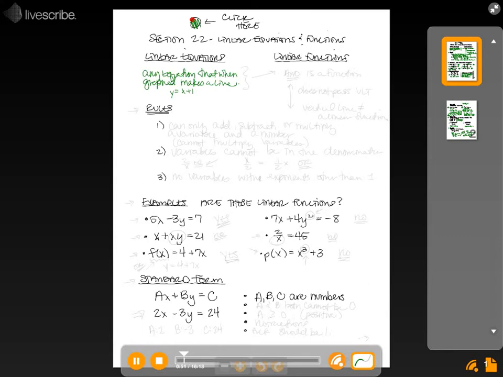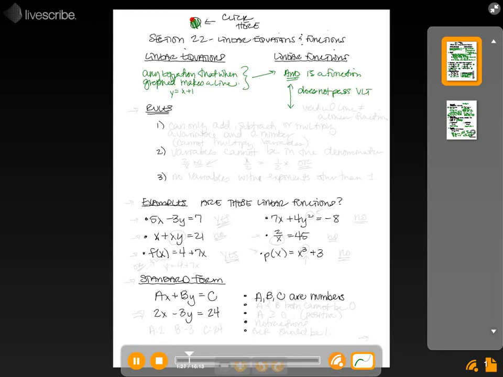A linear function has the same basic idea: any equation that, when graphed, makes a line and is a function. The reason we add that little stipulation is because if I had a vertical line, technically that's a linear equation. I made a line. It's a vertical line. I graphed it. But it's not a linear function because it does not pass the vertical line test. Okay? So that's really the only exception.